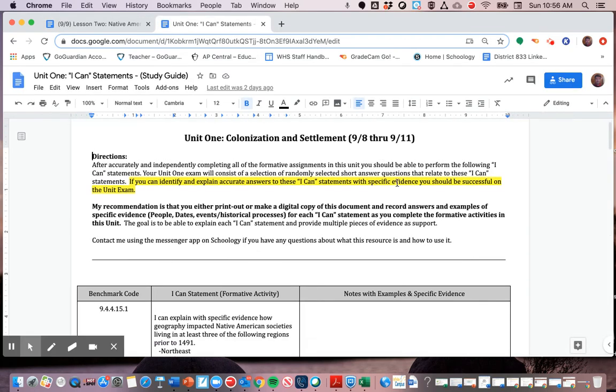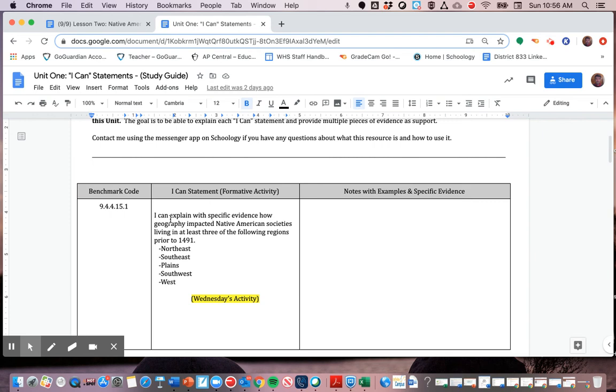So right here is your Unit 1 I Can Statement Study Guide. And if we go down to the very first I can statement, it says, I can explain with specific evidence, so you want that proof to back up your claim, how geography impacted Native American societies living in at least 3 of the following regions. And these are the regions here that are discussed in the activity and you might get to pick from when you get the prompt. So the activity you're doing, that graphic organizer and the video you watched before or the reading that you did before, gives you information to answer this I can statement. And this I can statement will be directly asked of you on the unit exam.